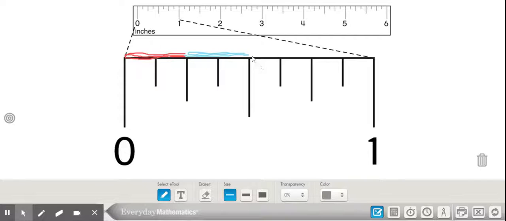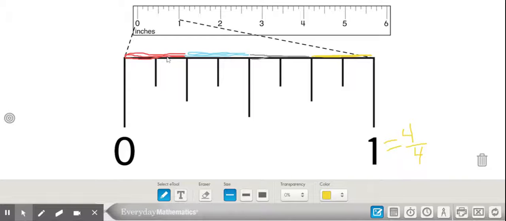And then we have another fourth, 1/4, 2/4, 3/4. And finally, we have another fourth, which if you think about our discussions in the past about equivalent fractions, 1 is equal to 4/4 in this case. So the whole is equal to 4/4.